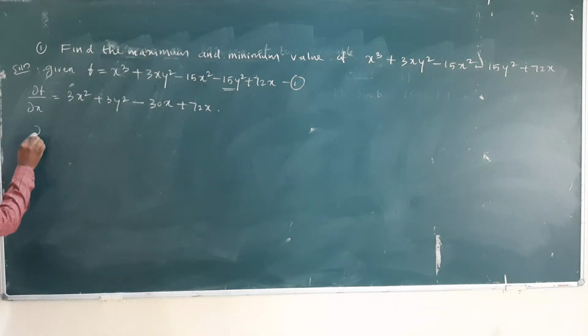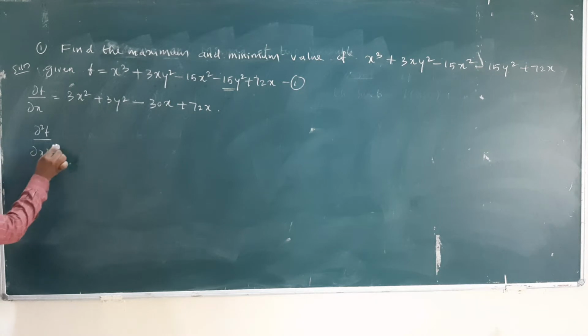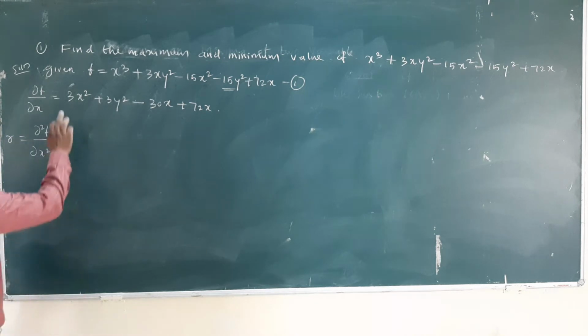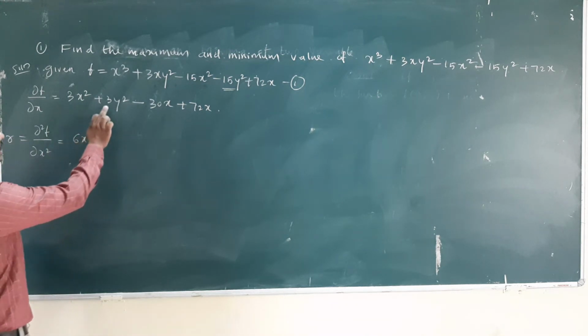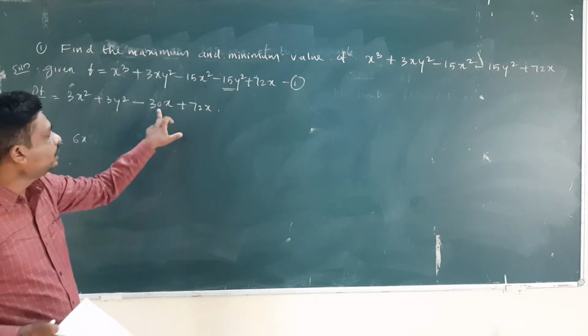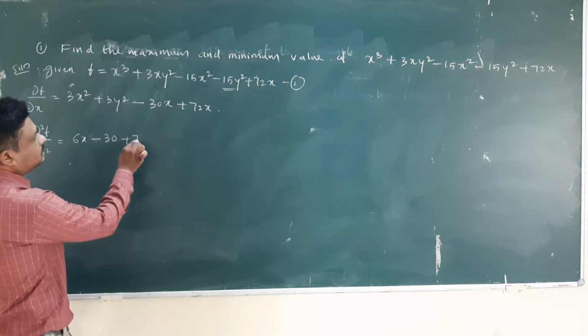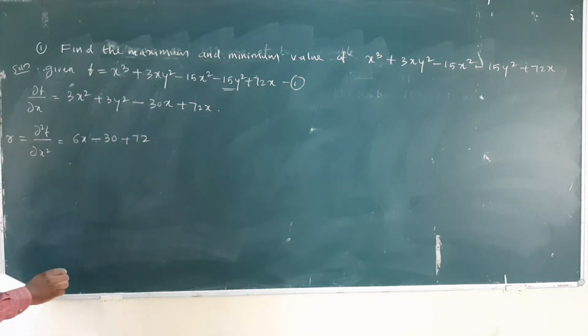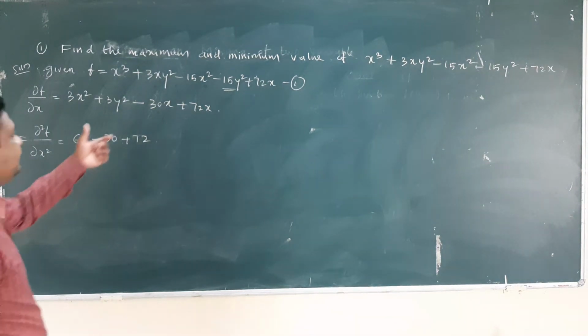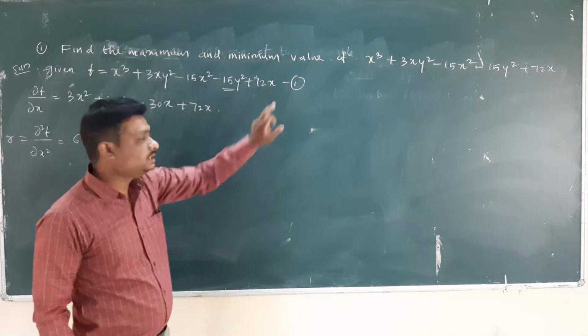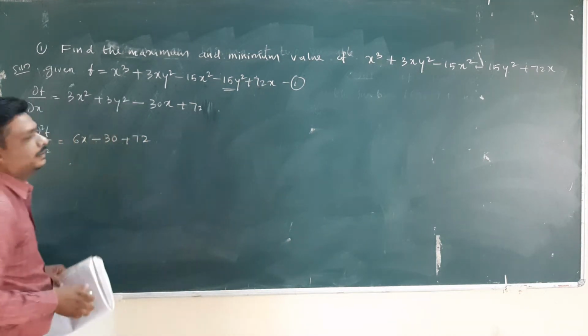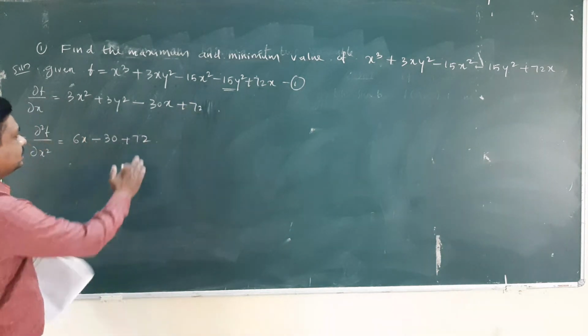Then I will go for the second derivative, ∂²f/∂x². This is called r. Derivative of 3x square is 6x, derivative of 3y square is 0, derivative of minus 30x is minus 30, and derivative of 72 is 0. So r is 6x minus 30. Here is a small correction: derivative of 72x is 72.